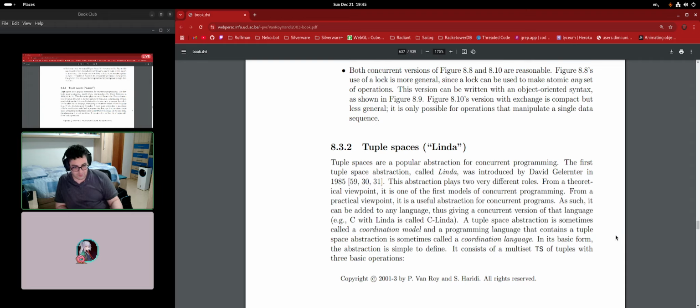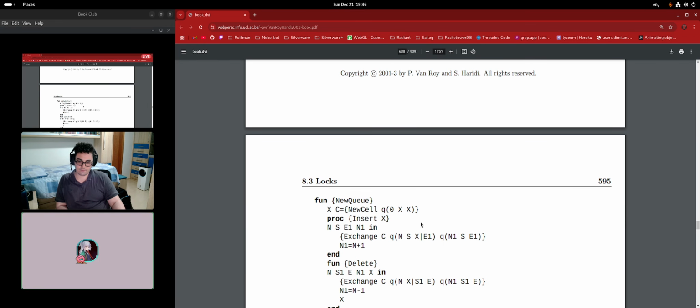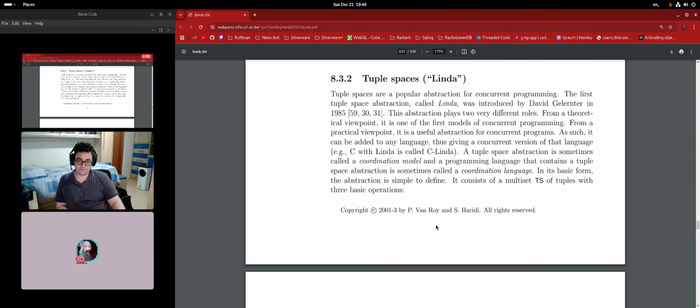I have a question. So apparently this is a multi-set. Yes. Why? Because you may want to put the same tuple in there multiple times. Why? Because if you don't, that means you are essentially dropping messages, if you think about it in a message passing way. Okay.